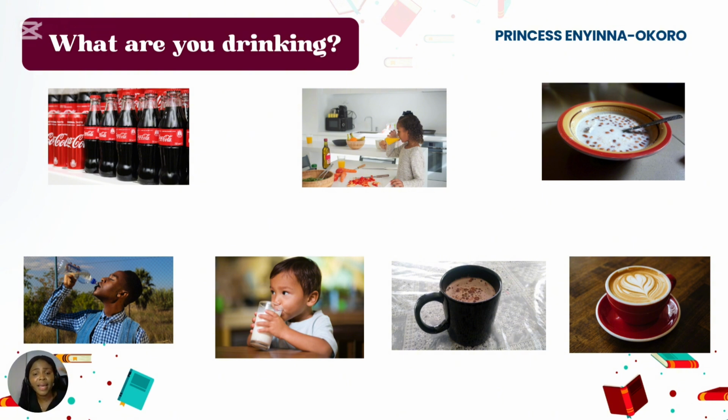The next one beside it is the girl drinking orange juice. Assuming you're that person, how would you say it? Pause the video and try. Now let me say the answer. The answer is ana m aṅụ mmiri oroma. And the next one beside it is gari. How do we say I'm drinking gari? Say it by yourself. I hope you got it right. Ana m aṅụ gari.